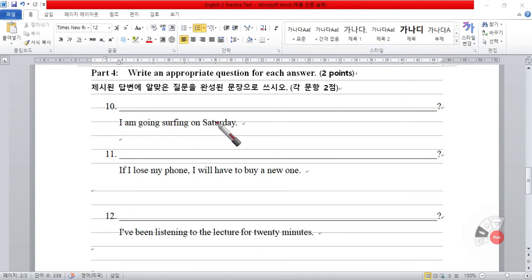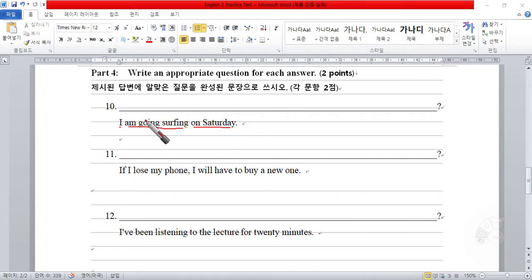I'm going surfing on Saturday. Okay, so we're giving a period of time and a subject and a tense. Now notice here we have the continuous present tense, the present progressive tense. Okay, so it's something that's happening now. Ooh, what are you doing? I am going surfing. Okay. No, in fact, he's not going surfing now. He's going surfing in the future. Okay. So in the future, he's going surfing.